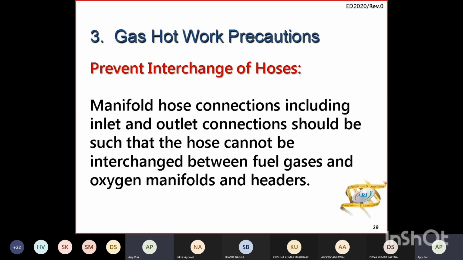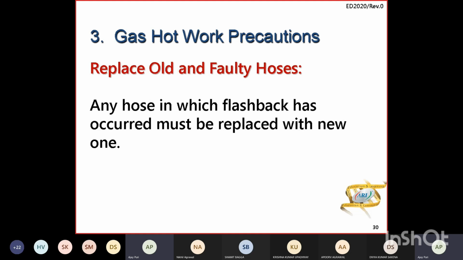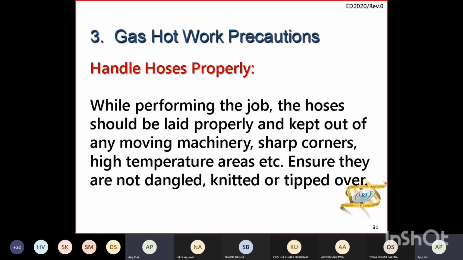Manifold hose connections, including inlet and outlet connections, should be such that the hose cannot be interchanged between fuel gas and oxygen manifolds and headers. Any hose which has had a flashback must be replaced with a new one. While performing the job, the hoses should be laid properly and kept away from moving machinery, sharp corners and high temperature areas. Ensure that they are not dangled, knitted, or tipped over.